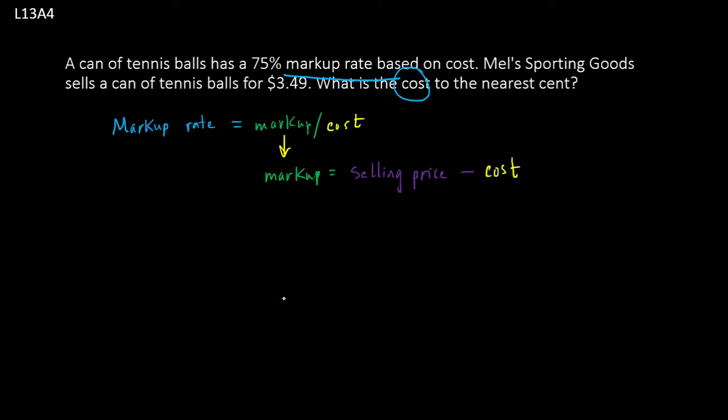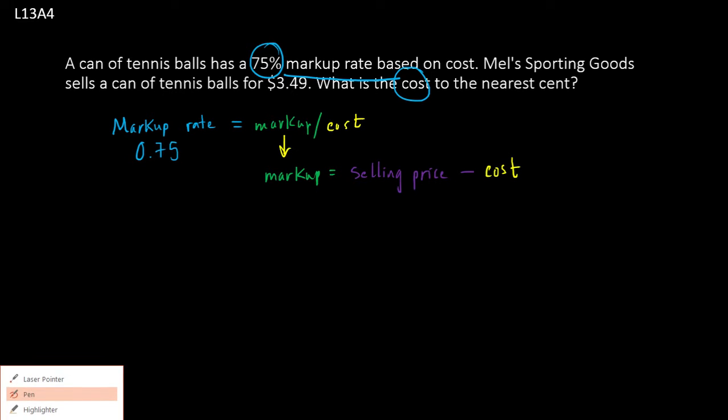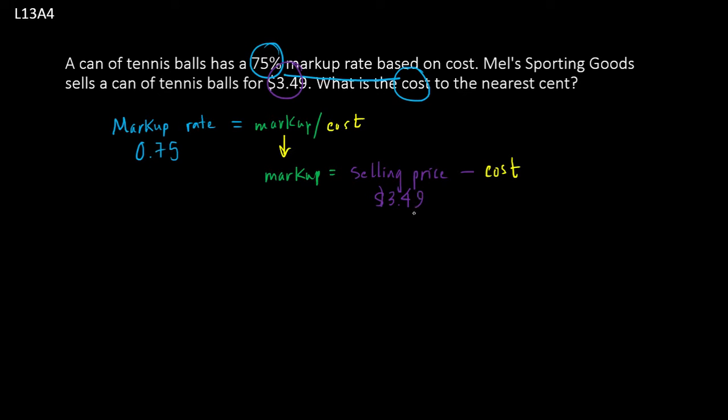Well, let's go ahead and just plug in what we know. That's always the next step, right? So what do we know? We know that our markup rate is 0.75 based on this, and we know that our selling price is $3.49. So where can we go from here?